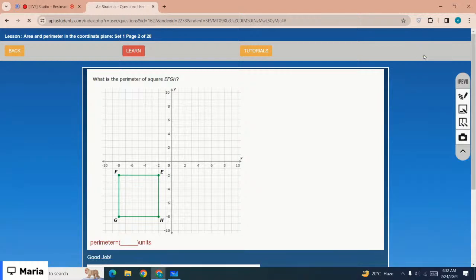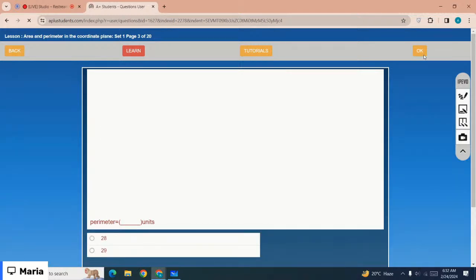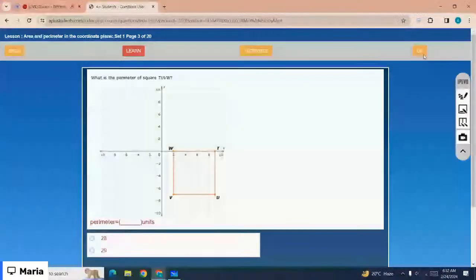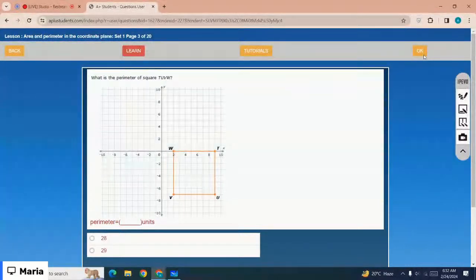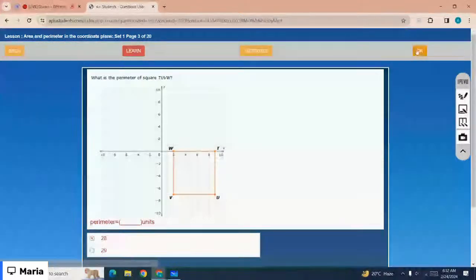Next one, you have to calculate the perimeter. So which is the correct option? Each side length has the measurement 7 units, right? 7 plus 7 plus 7 plus 7 equals, yes, the correct option is 28. Option number 1 is the correct option. Got it?